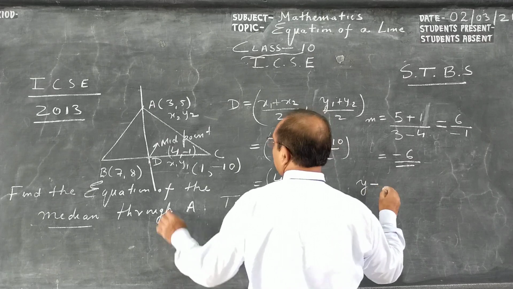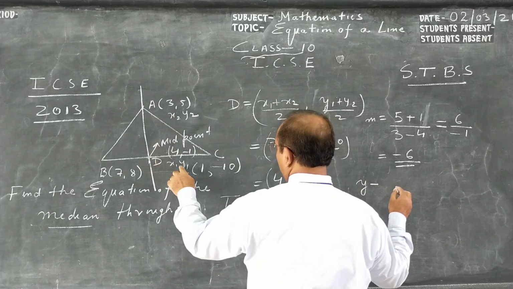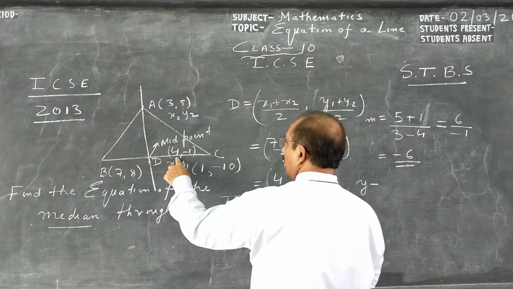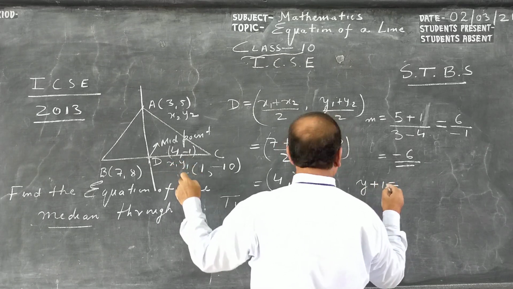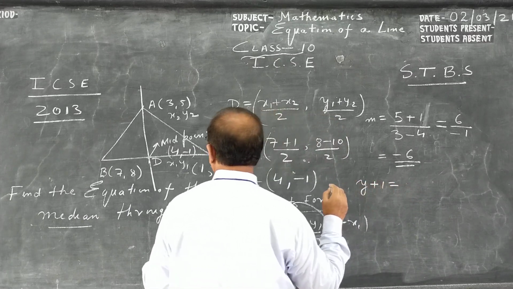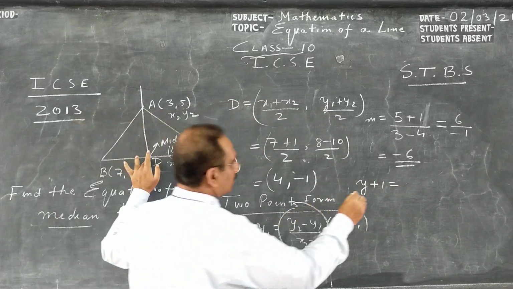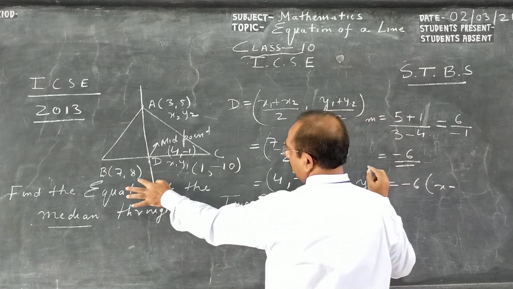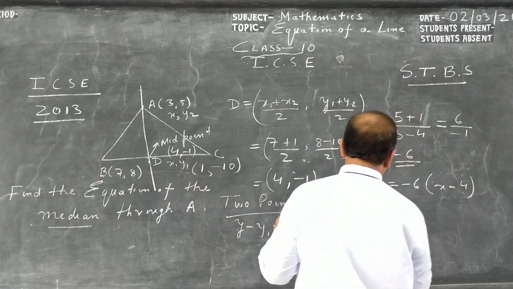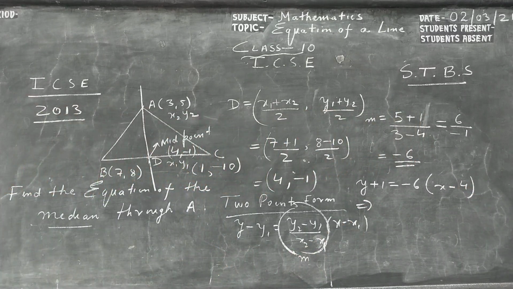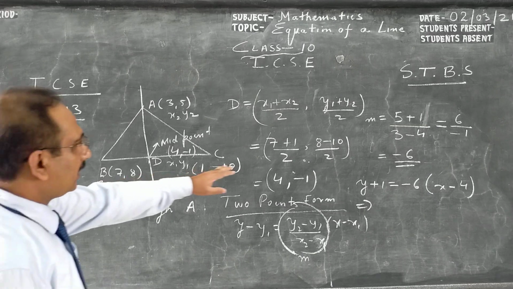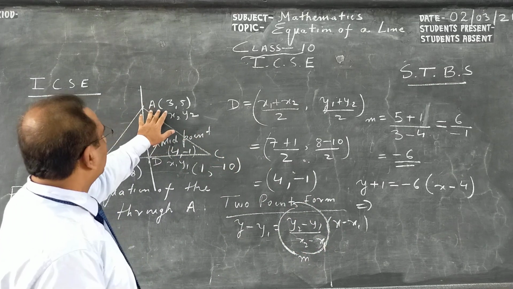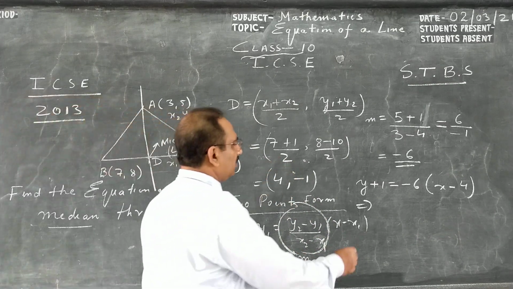So y minus y1, you can take any point over here. I have taken y minus y1 as y plus 1, and the slope, I told you, is minus 6, times (x minus x1), where x1 here is 4. Let us solve and we will get the answer. So kindly pause and copy. And one thing again I'll show you, you could have taken (x1, y1) as 3 and 5 also when you substitute. Same answer you will get, children.